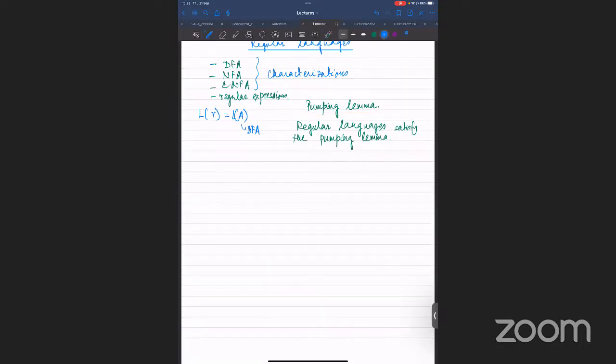Clear? So now we are going to talk about another characterization, which uses something called the Myhill-Nerode theorem. Okay. So again, this is an if and only if relation. Okay. So you know what is an equivalence relation to start with? Equivalence relation. So this is reflexive, symmetric, and transitive.